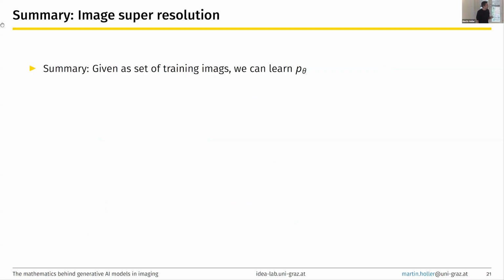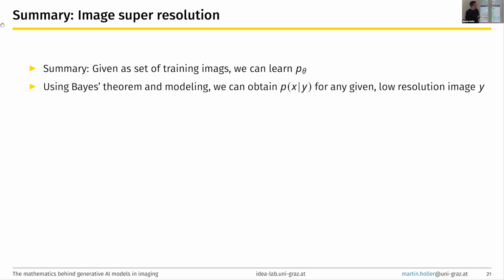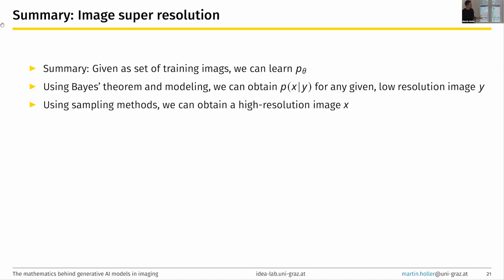So first, we have started with a set of training images, and we can use this to learn our parameterized density p theta. Then we can use Bayes' theorem to actually obtain not only p theta, so the prior probability of images, but we can obtain the posterior probability, which is the probability of seeing the image given a low resolution measurement. Okay, so conditioned to this low resolution image. And then we can use sampling methods in order to obtain a high resolution image from this low resolution image Y. So these are the three main ingredients.